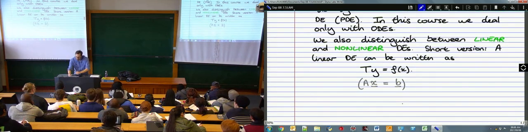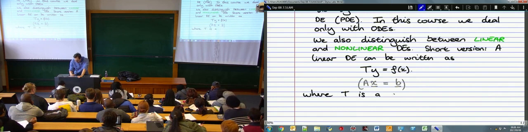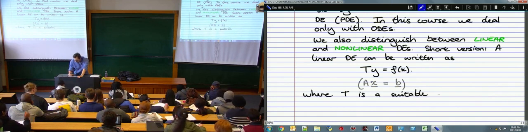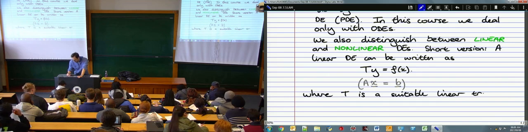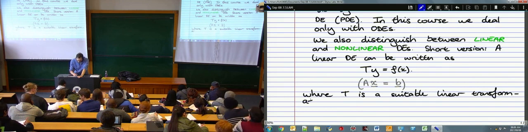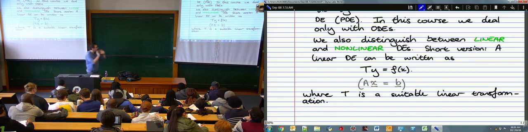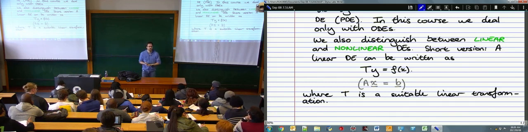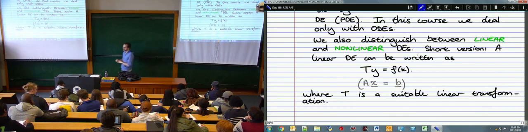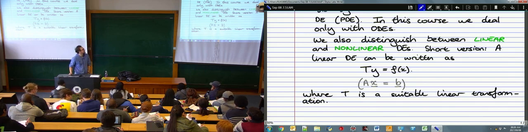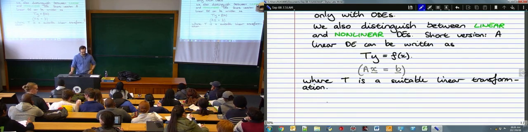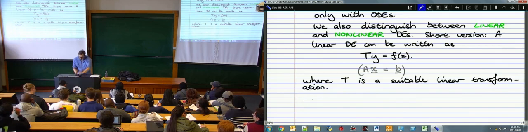Let's just say where T is a suitable linear transformation. We'll do this in more detail later on. We're first going to just do some other nonlinear differential equations, which I think is supposed to be a revision of some things which you may have seen very briefly at the start of this year. So there's one other thing that's very important.